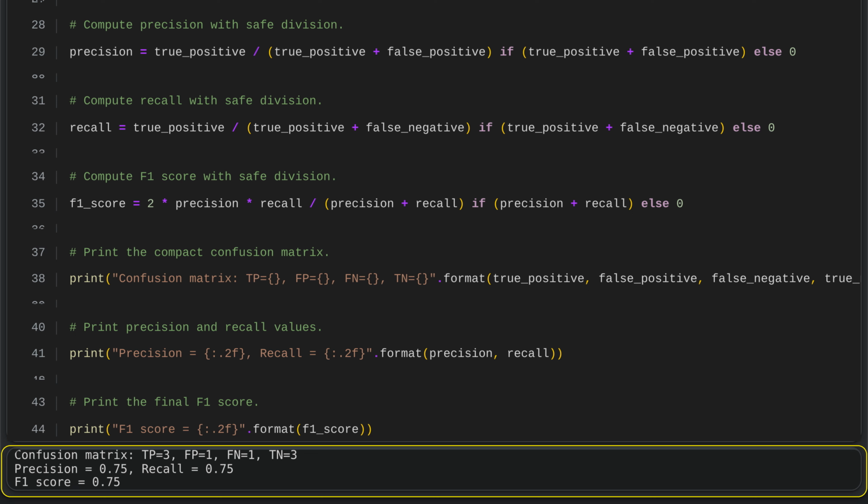This script evaluates a binary bridge inspection classifier by first checking that the actual and predicted labels have the same length. It counts correct and incorrect predictions for damaged and undamaged bridges, then uses those counts to calculate precision, recall, and the F1 score. Finally, it reports the confusion matrix and these 3 performance measures, giving a compact summary of how well the model identifies bridge damage.